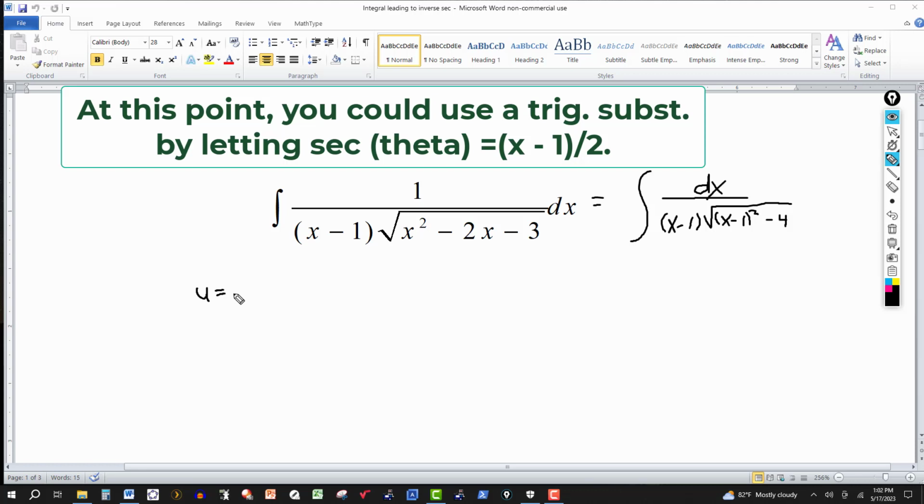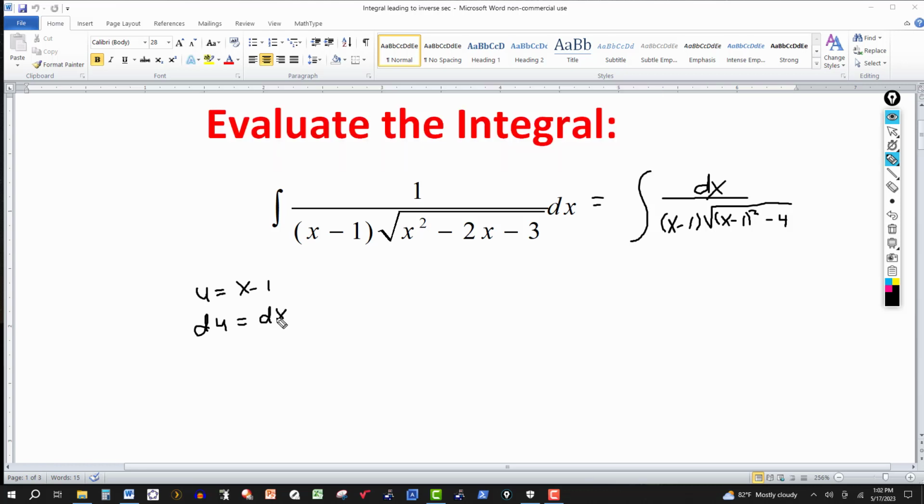Let u equal x minus 1. Then du will equal dx. And then I just substitute here. We're going to transform this integral into one involving the variable u instead of x. So dx is the same thing as du. I'll put this du here. And then in the denominator, x minus 1, that is u. And under the radical, we look at the radicand here. x minus 1 is u, so this will be u squared minus 4. So this is in the form that we wanted.